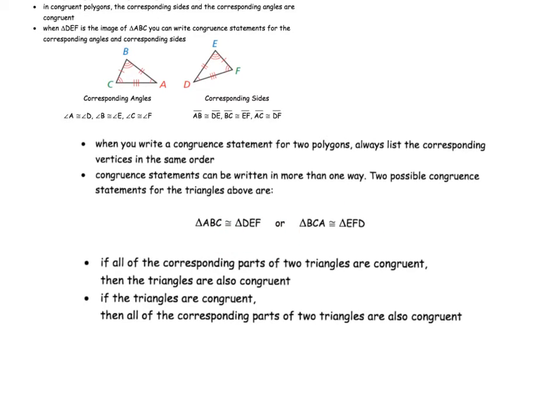Or we could have named it a different way. We could have gone a different direction, right? I could have named it BCA, which notice changes the order for the second triangle to now EFD. So you have to make sure that you always match them up. If all the corresponding parts of two triangles are congruent, then the triangles are congruent. If the triangles are congruent, then all the corresponding parts of the two triangles are also congruent. Notice I'm throwing some conditional statements, some logic at you guys.